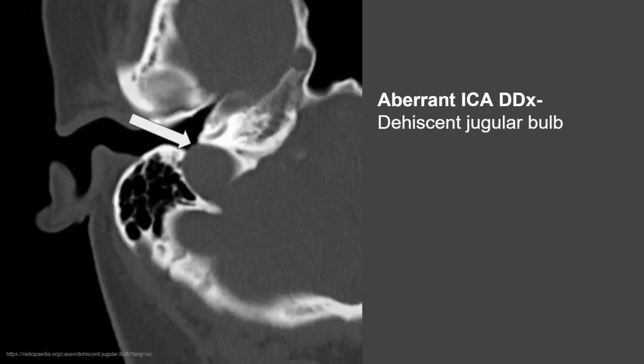Here's another differential diagnosis of the aberrant ICA, called a dehiscent jugular bulb. We have the ICA up here, but in the back we have the jugular vein, sorry, the internal jugular vein. Before we get to the internal jugular vein, we have a sinus system within the brain, which are called the dural venous sinuses. Eventually, they go laterally and anterior. But there should always be bone over these structures. And here we don't have any bone, and so this is called a dehiscent jugular bulb.